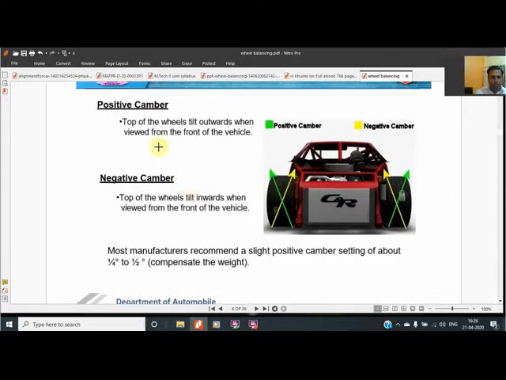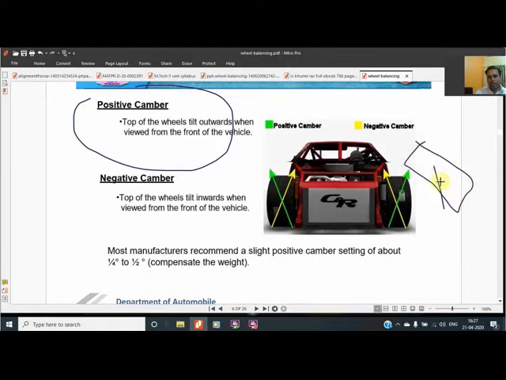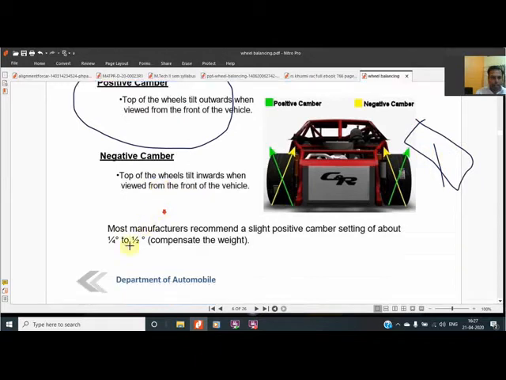Now these are of two types. I have already discussed the positive. In positive, the vehicle's tire used to get tilted to the outer side, and for negative, it is the inner side. The range they have mentioned will start from 1/4 of a degree to half a degree to compensate for the weight.